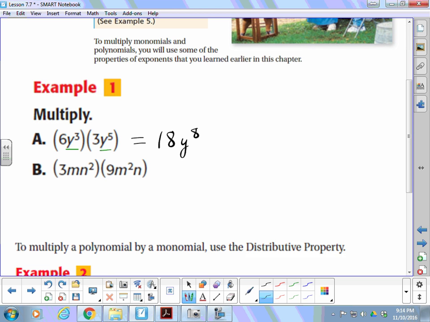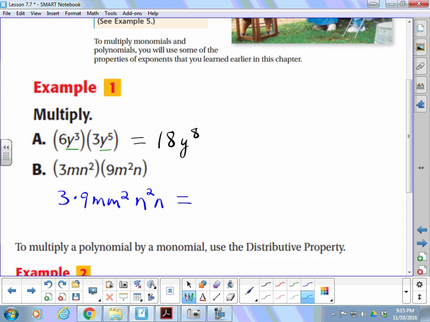One of the things you remember also when you're multiplying monomials together is that you can rearrange them so all of the like variables are next to each other. That's what we're going to do with letter B here. I'm going to rewrite this so all the like variables are next to each other. So I have 3 times 9, so they're next to each other. And then I'm going to put the m's next to each other. We have an m and an m squared. And I'm going to do the same thing with the n's. If it helps you when you're multiplying the monomials together, go ahead and do that.